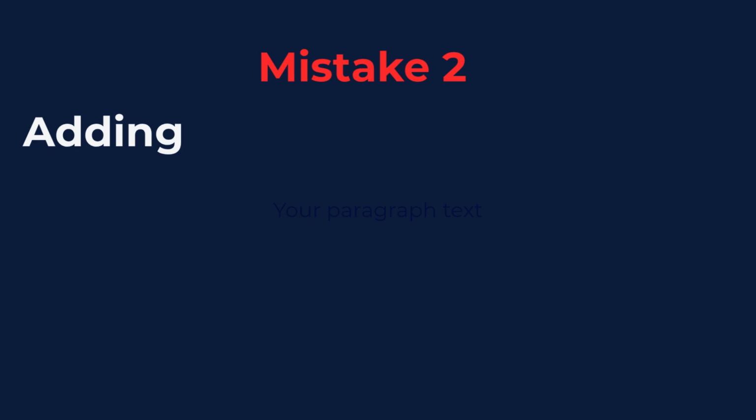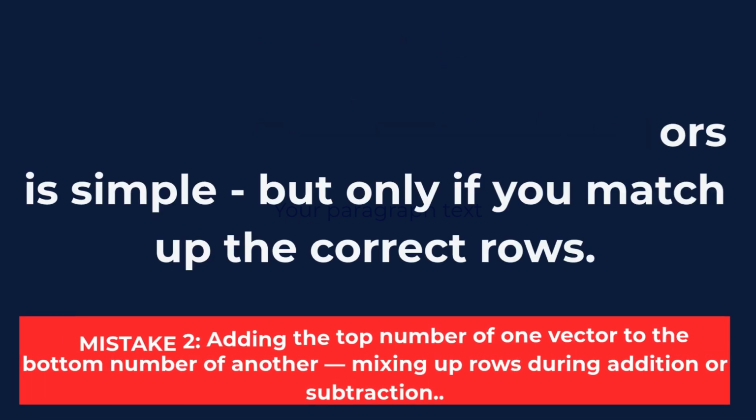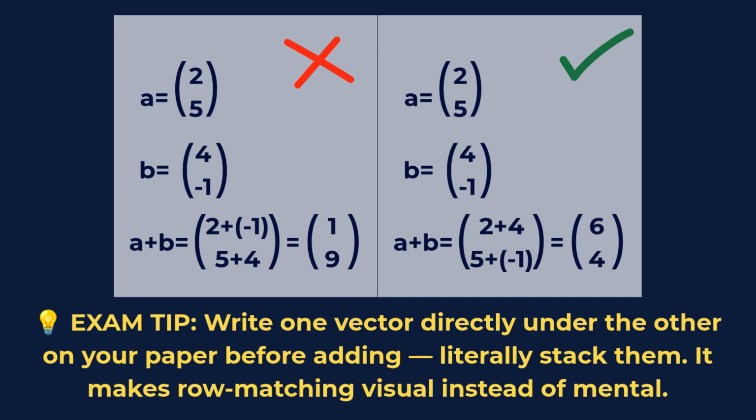Mistake 2. Adding and subtracting vectors is simple, but only if you match up the correct rows. Top adds to top. Bottom adds to bottom. That's it. The mistake happens when students rush and cross the rows by accident, especially when there are negative numbers involved. Slow down, line up the rows, add straight down.